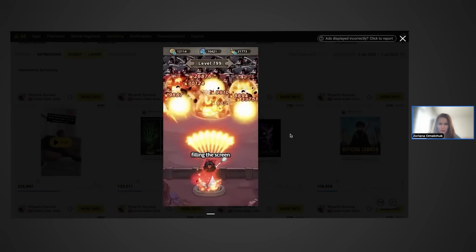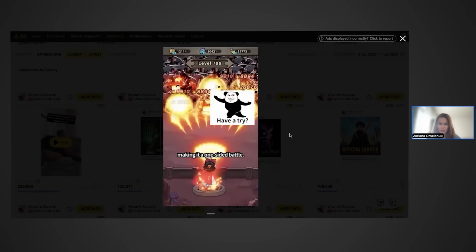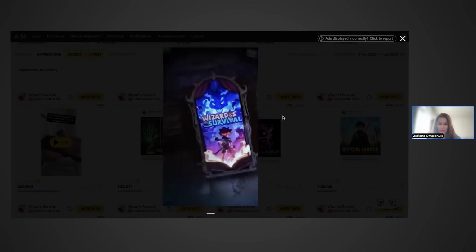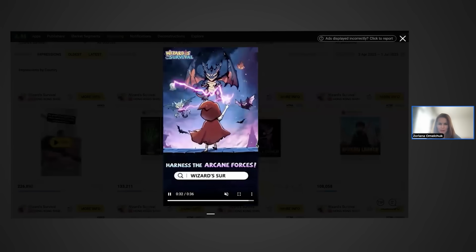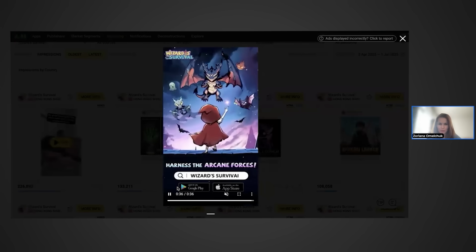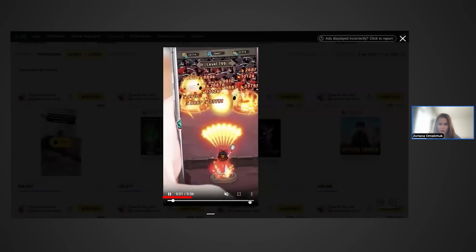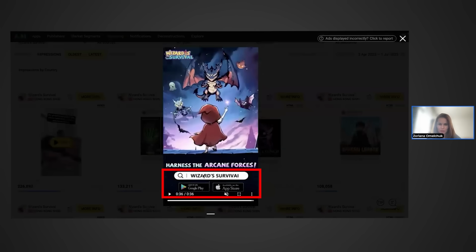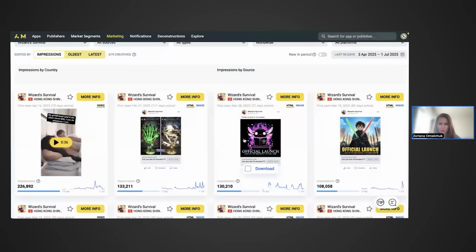And here it's regular gameplay with some special effects added. Now here comes the panda. I think it's a really good creative. Look how beautiful the icons were at the bottom, right? Did you notice that too? The design of this kind of store with the logo and links to the store is truly really beautiful. That was creative number 1.